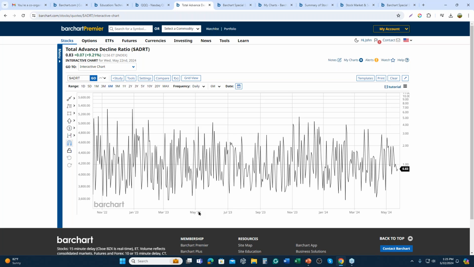So how are we going to use this? Well, the first thing that we're going to try to do is smooth this out. There's a lot of ways we can smooth it out, but one of the easiest ways is by using a moving average.